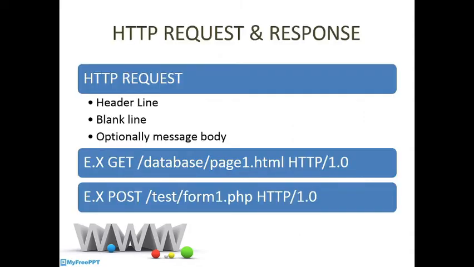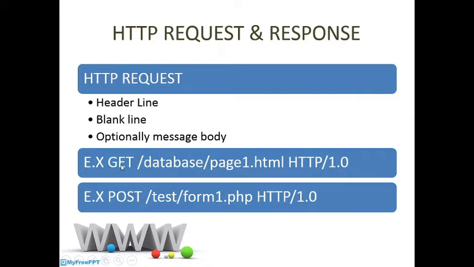Now what does an HTTP request contain? An HTTP request contains a header line, a blank line, and optionally a message body. The header line is divided into three parts. The first part is the name of the HTTP method. Then the path of the resource which is to be accessed. And third is the version of the HTTP protocol.